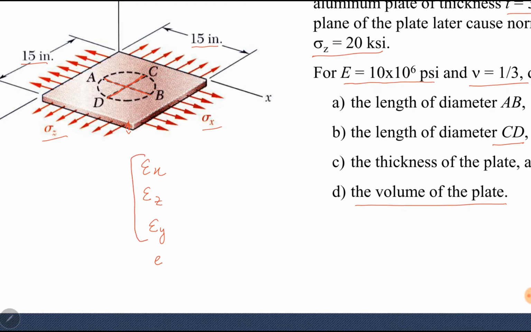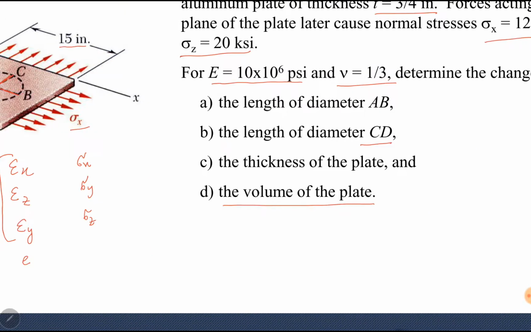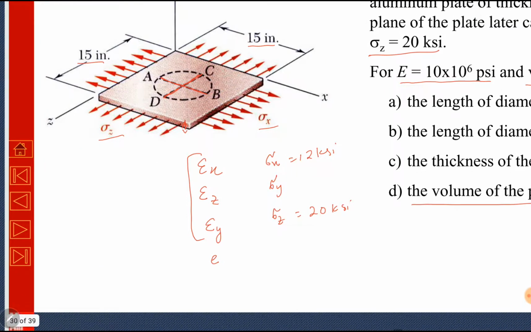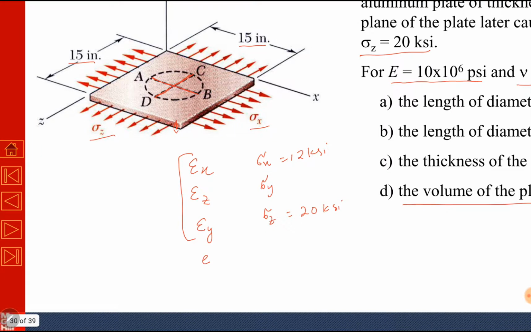How would we calculate these three strains? We have three stresses, sigma x, sigma y, and sigma z. Sigma x is given, it is 12 ksi. Sigma z is given, it is 20 ksi. Sigma y is not given, but there is no force visible in this diagram in the y direction, so sigma y is 0. We know all these three stresses. We know nu and we know E. We know all these values.